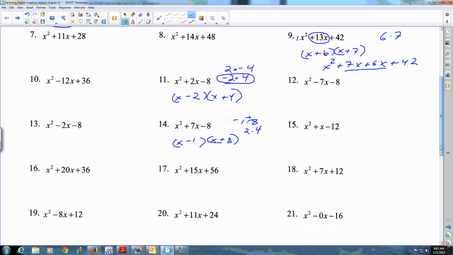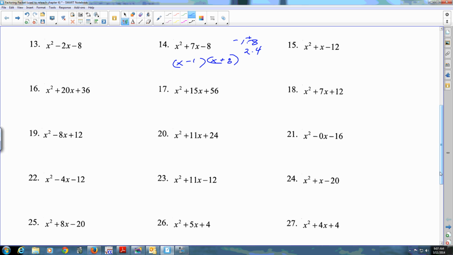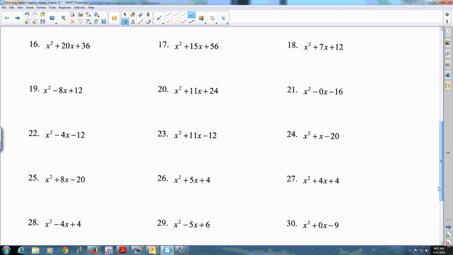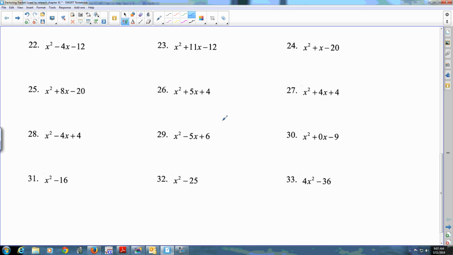You can continue through practicing these. I'm going to jump down and start looking at some of these last ones. Okay, it's all just about your times tables. What multiplies to 4 adds to 5? 1 and 4. Okay.